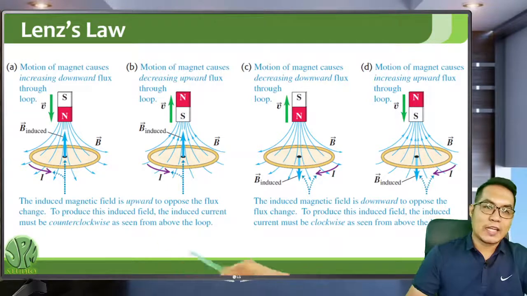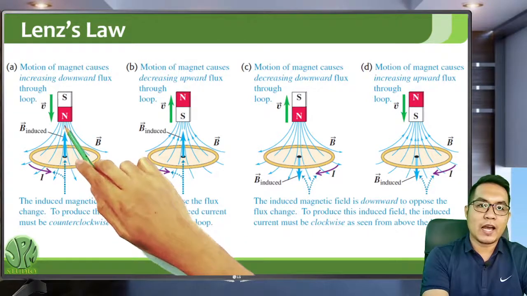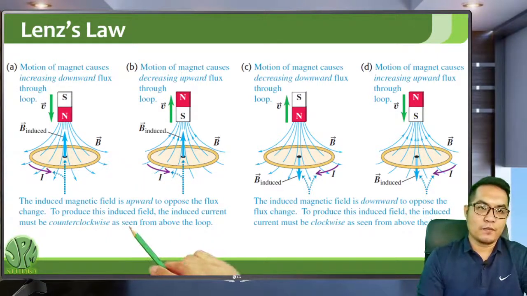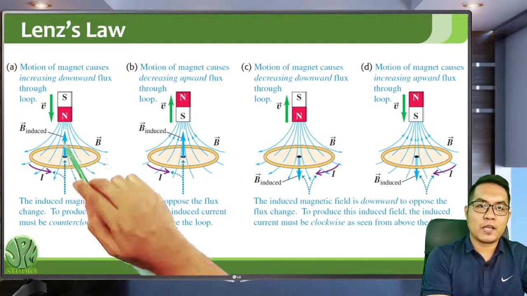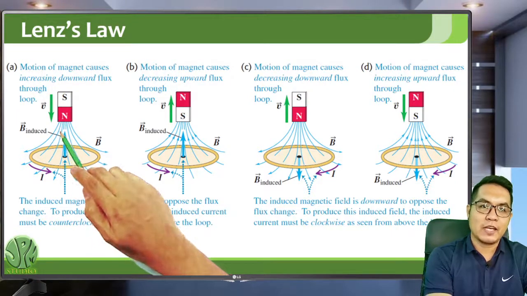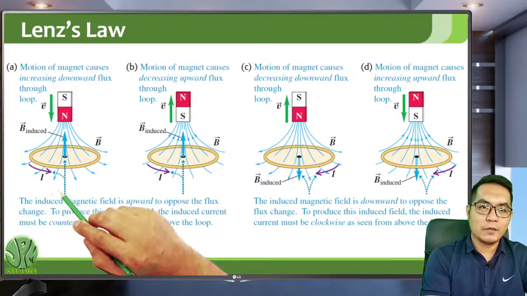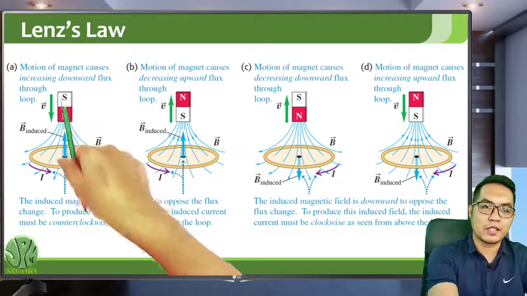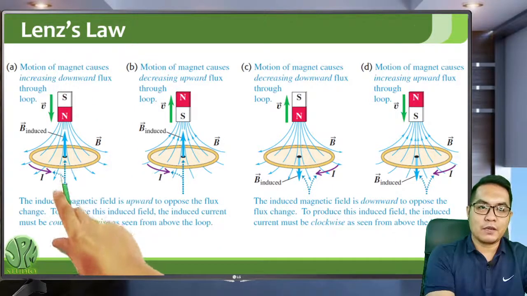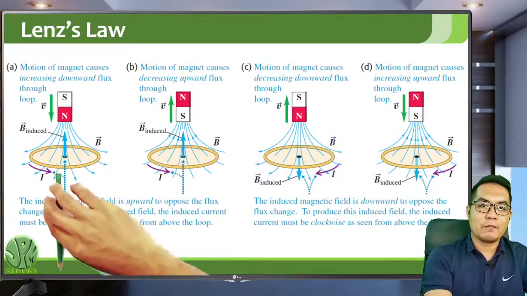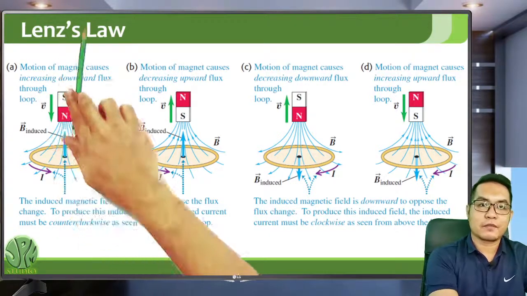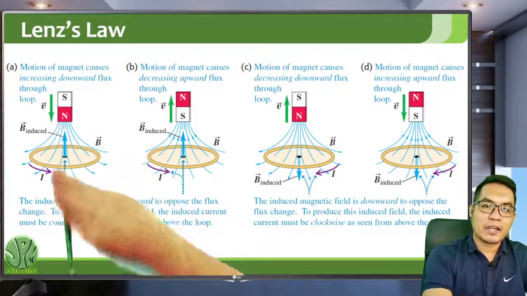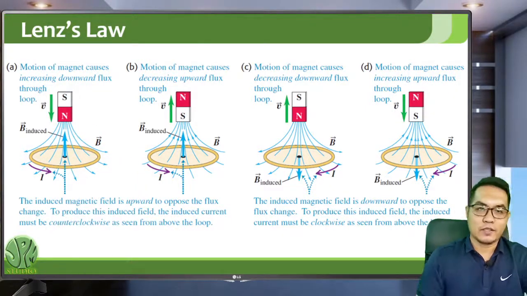So for example, in the first case, you are actually moving the magnet closer to the loop. Since this is the north pole here, the direction of the magnetic field for a north pole is downwards, and it's increasing. Therefore, there should be an induced EMF going up to oppose the increasing magnetic field that is downward.